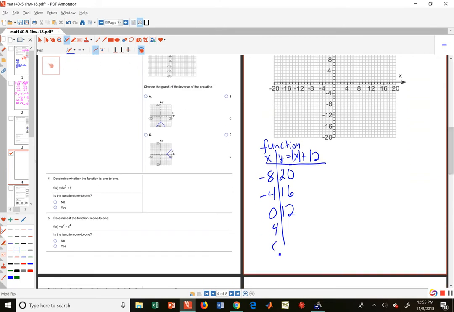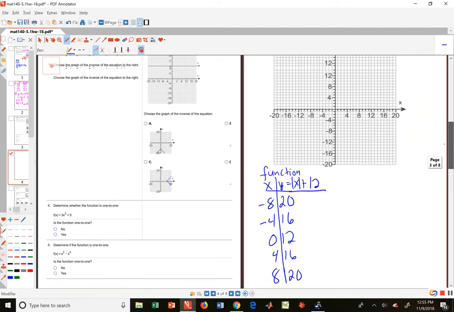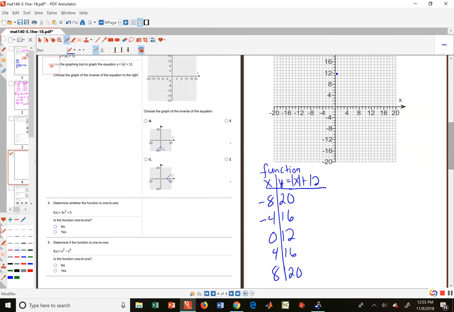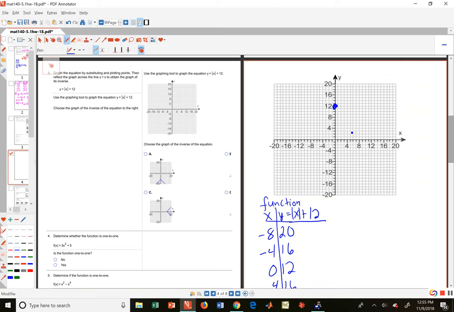Now on the other side, it's exactly the same. The absolute value of 4 is 4, and so you get 16. 8 is 8, plus 12 is 20. So we just need to get those 5 points on our graph. Here we go, 0, 12 is right there. As we move away, at positive 4, we're at 16.